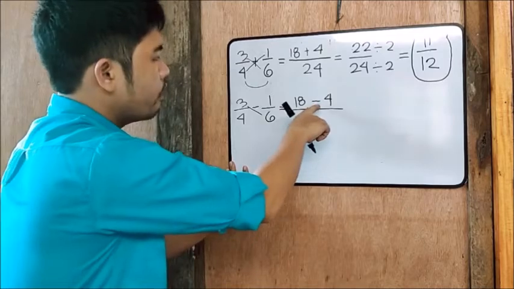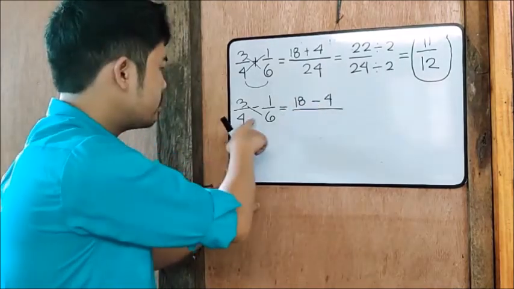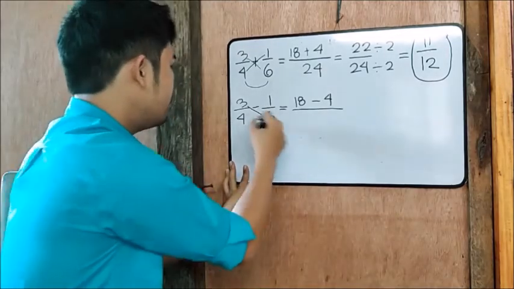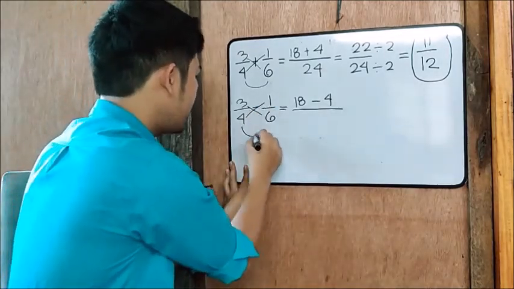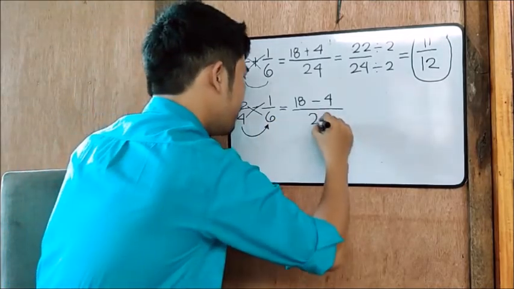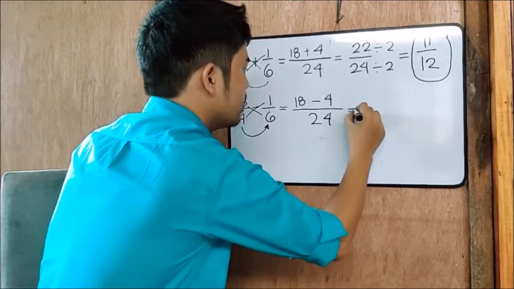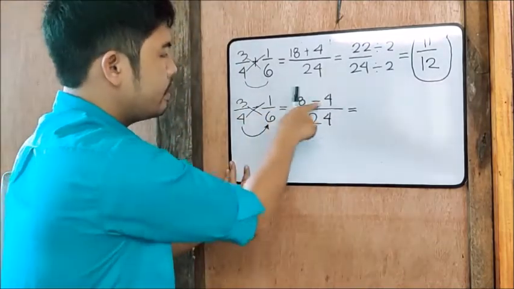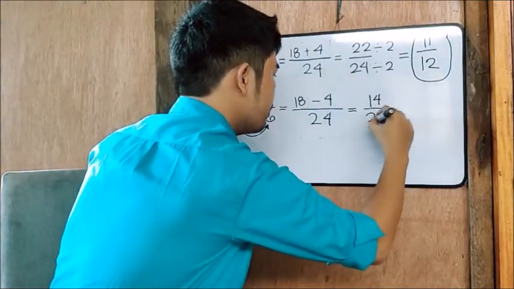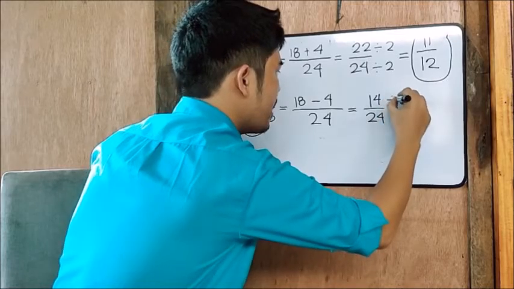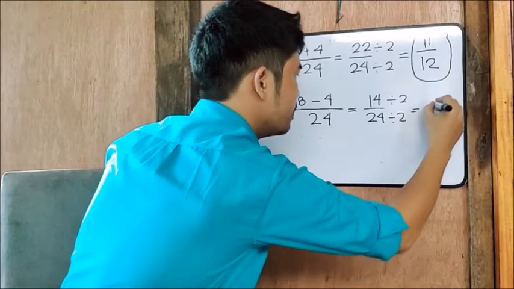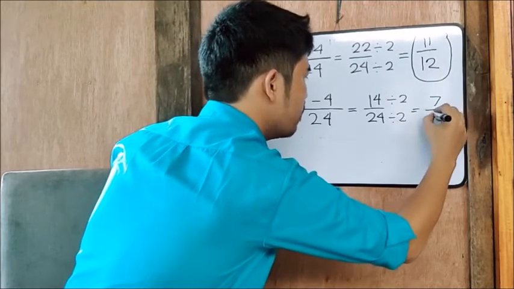Now this time, we subtract the numbers because we're subtracting fractions. Okay, but for our denominator, it's just the same. We multiply the denominators, and 4 times 6 is equal to 24. Find the difference between 18 and 4, and that gives us 14 over 24. Simplify by dividing both by 2. Our answer is 7 over 12.